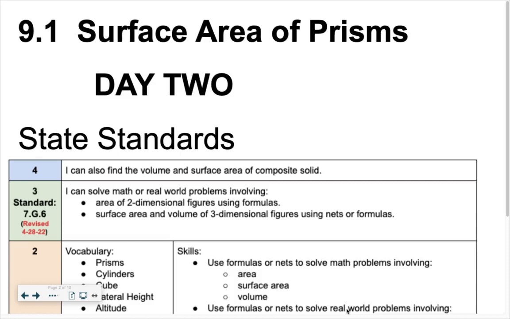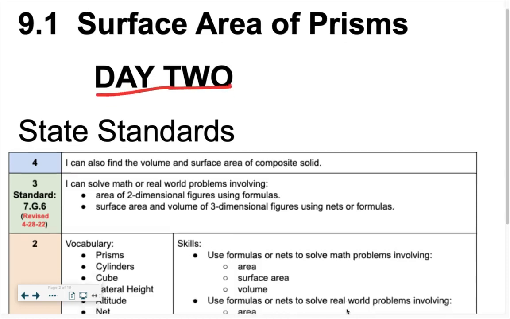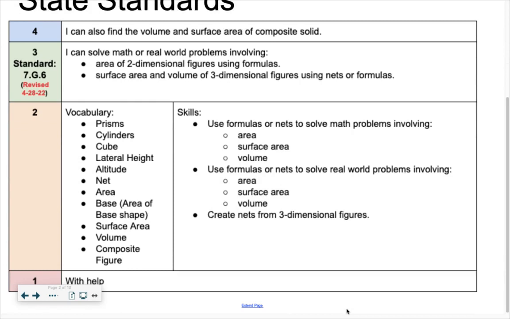Chapter 9, Lesson 1, Surface Area of Prisms. Today we're doing Day 2, where we're going to work on a specific type of prism, a triangular prism. Again, remember, in our standards, we're talking about how we can use formulas or nets to solve for surface area. So we're going to see that again.